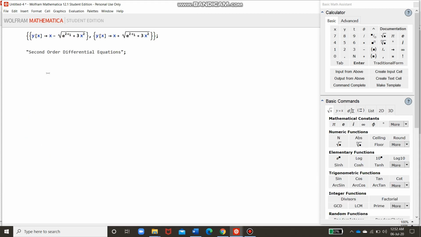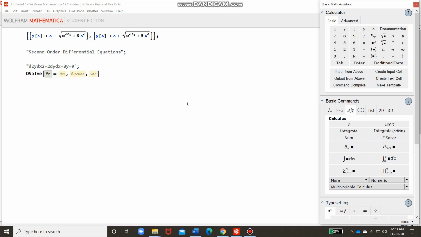Moving on to second order differential equations. It's pretty much the same as using the DSolve function. So let's try it. This is one problem: d square y by dx square plus 2 dy by dx minus 8y equal to 0. It's pretty simple. All I'm going to use is the DSolve function.